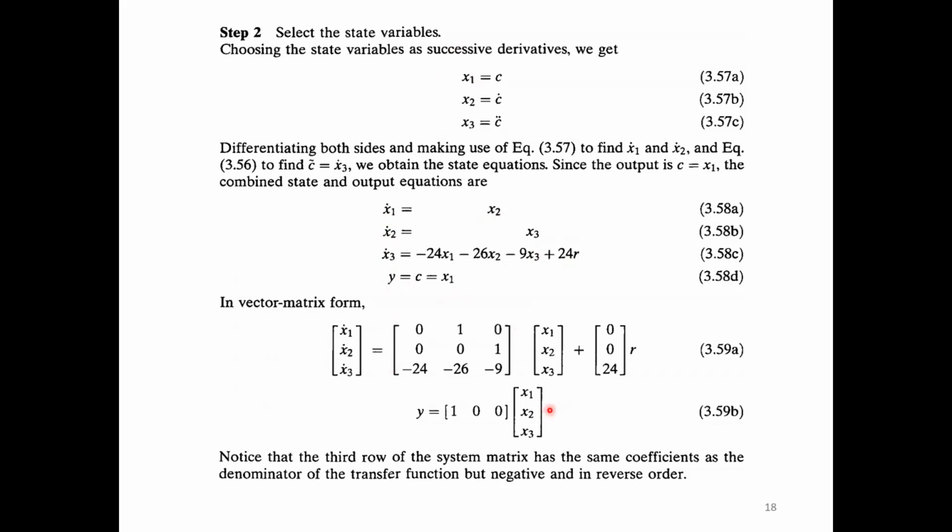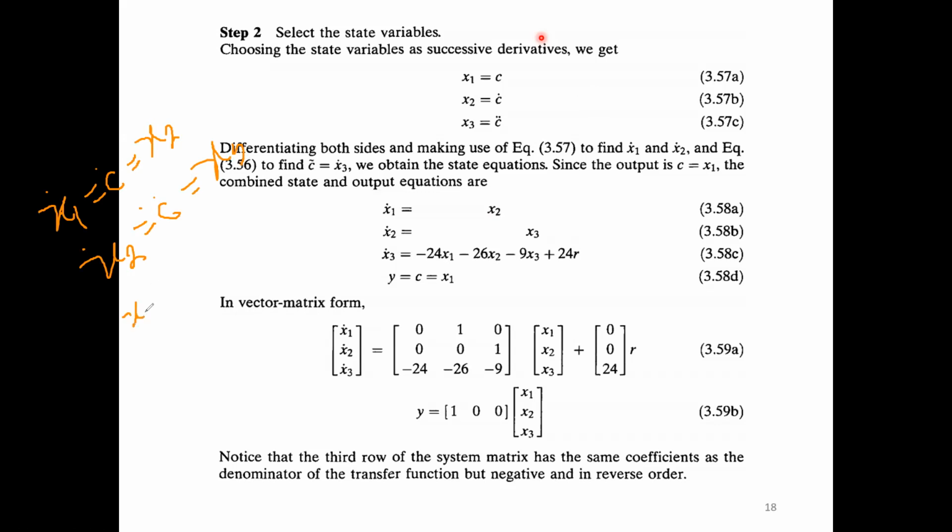So just put this into vector matrix form. Now see x1 dot, that means C dot. C dot means x2. Have you got it from here? If you differentiate it, then these will become like this. x1 dot is equal to C dot. So C dot is equal to what? x2. Again, x2 dot means C double dot. C double dot means what? x3.